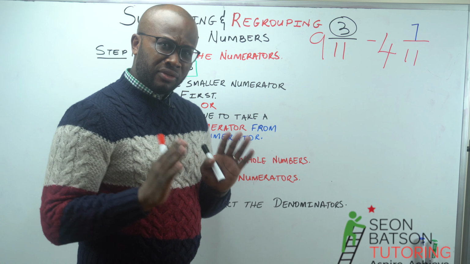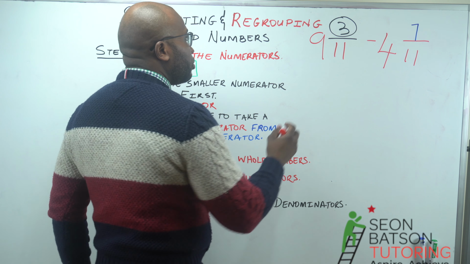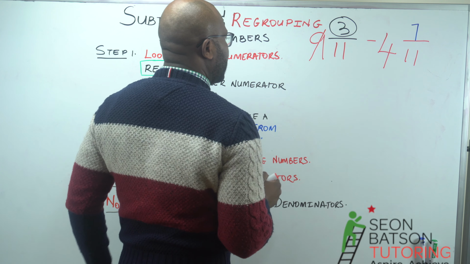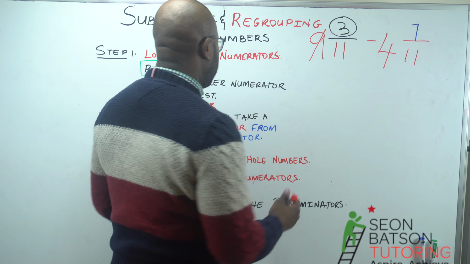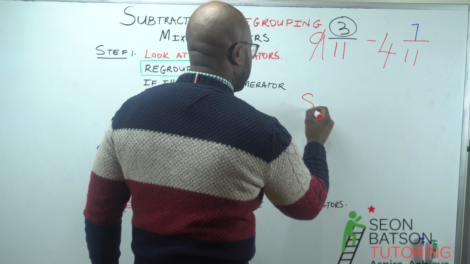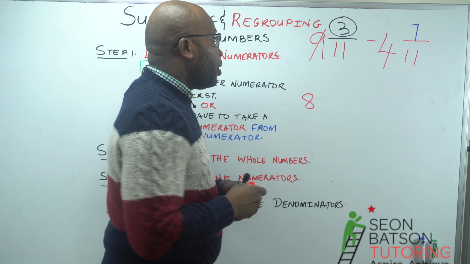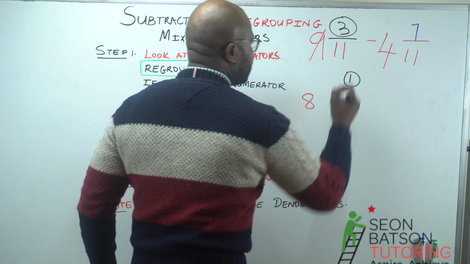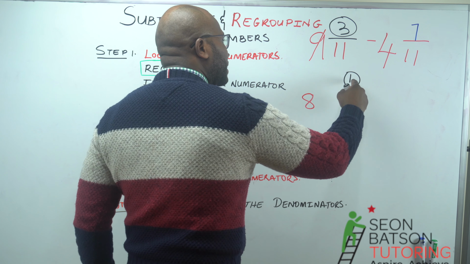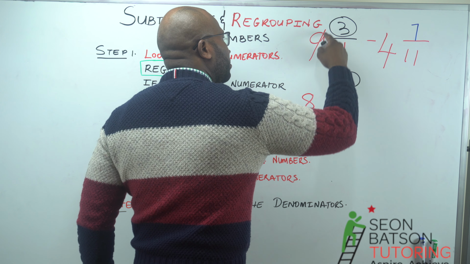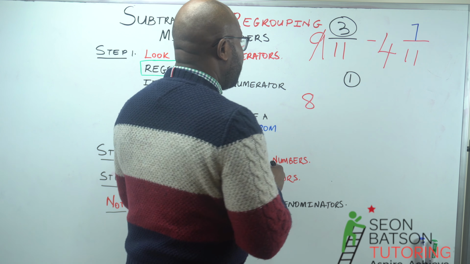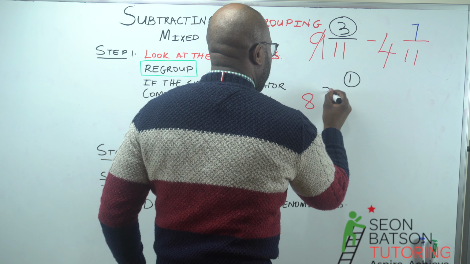Now, regrouping is very simple. To regroup, we will first take 1 or borrow 1 from the whole number here, 9. If we take 1 from 9, 8 is left. Yes? Now, what do we do with the 1 that we just borrowed? We will add this 1 to the fractional part to make the 3 bigger. Yes? Now, first, let's put back the fractional part.